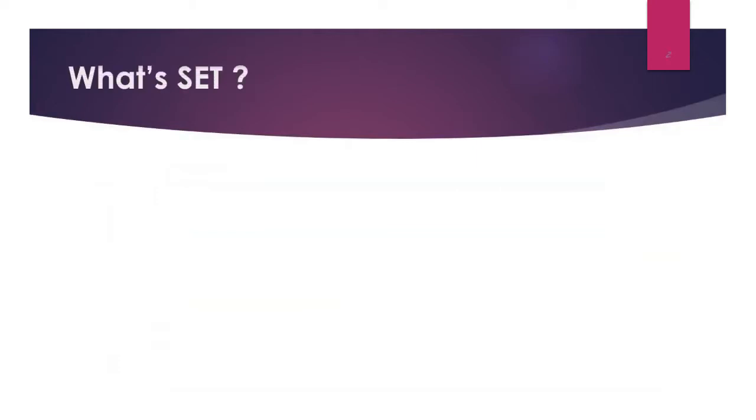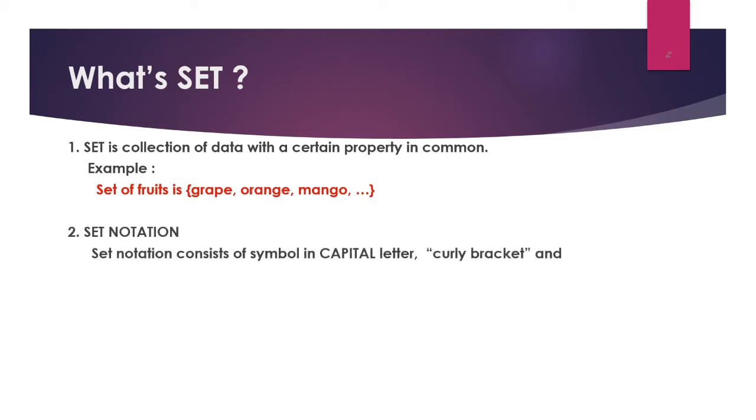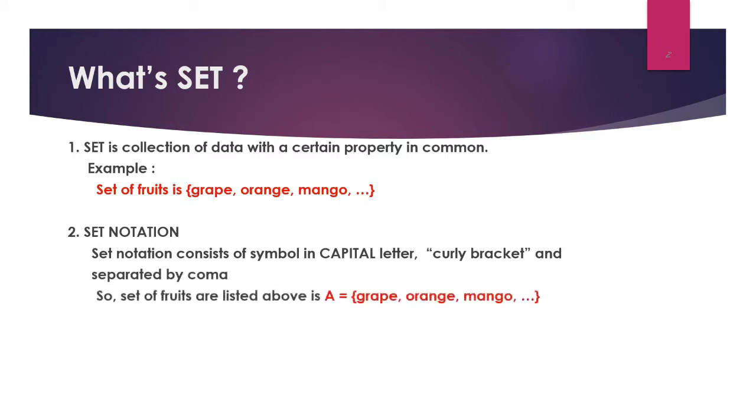Set is a collection of data with a certain property in common. For example, the set of fruits is grape, orange, mango, etc. What about set notation? Set notation consists of a capital letter, curly brackets, and elements separated by commas. So A = {grape, orange, mango, etc.}. And then the universal set is a set that contains everything.